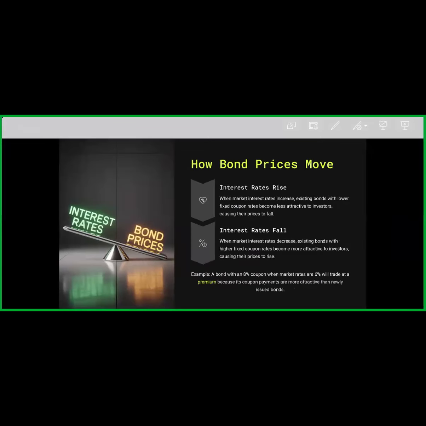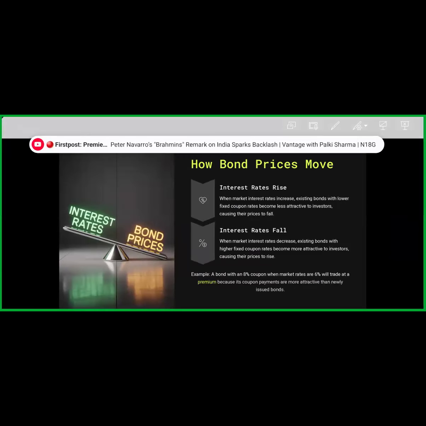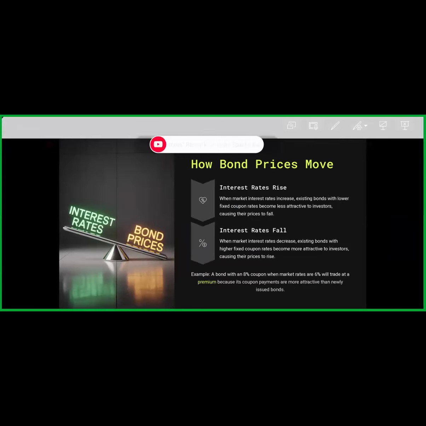Okay, so how do bond prices move? That is according to the interest rates. If the interest rate rises, what is the impact on the prices of the bonds? If the interest rate falls, what is the impact on the price of the bond? Whenever the market interest rates increase, the existing bonds with lower fixed coupon rates become less attractive to investors, causing their prices to fall.